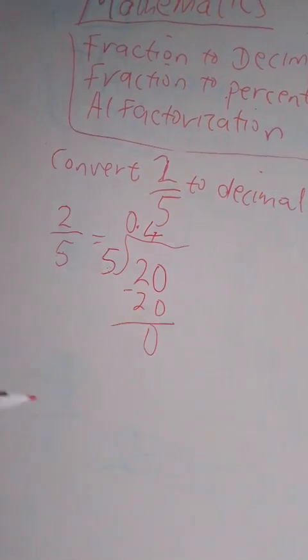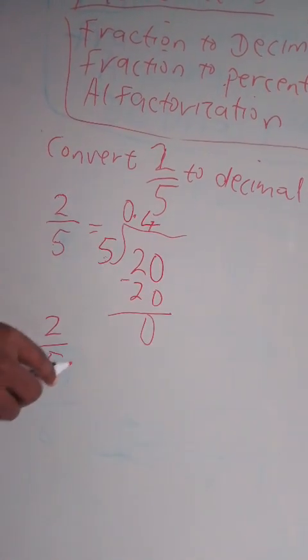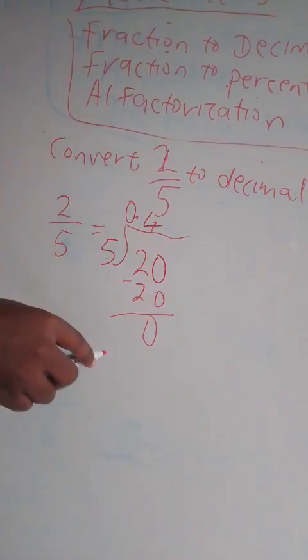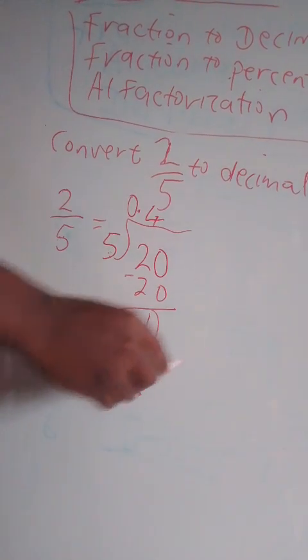So in this case now, we will be able to change or convert 2/5 to 0.4, and that's the answer.